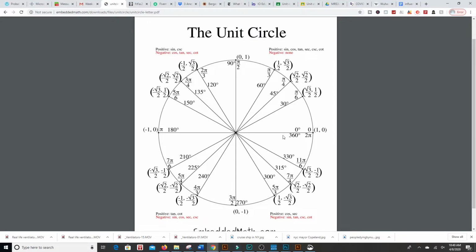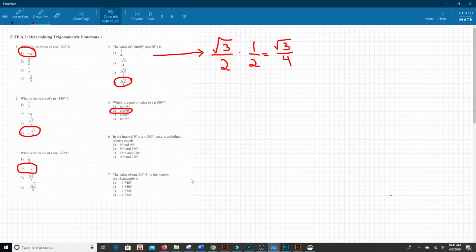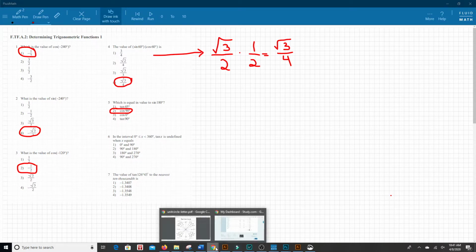Anywhere along this line right here, the tangent of x is going to be 1 over 0. Tangent over here and here, right? Let's look at answer choice 4: 90 and 270.